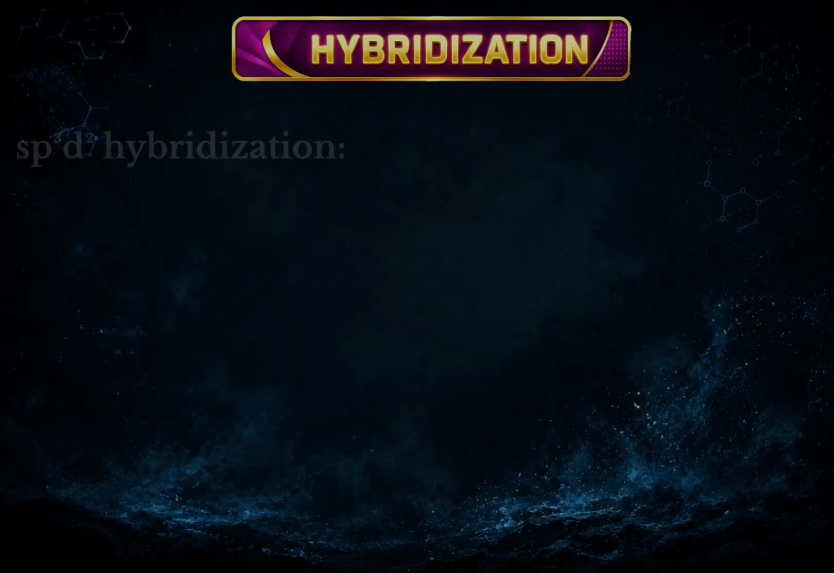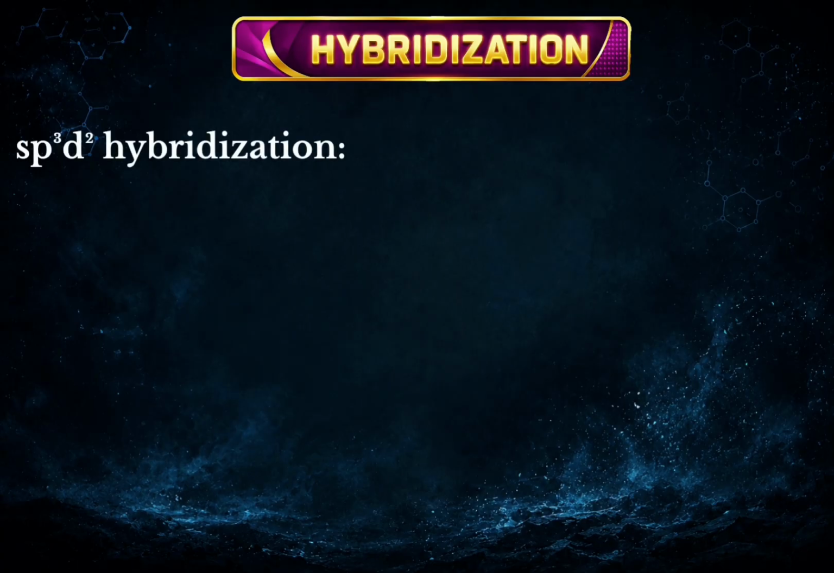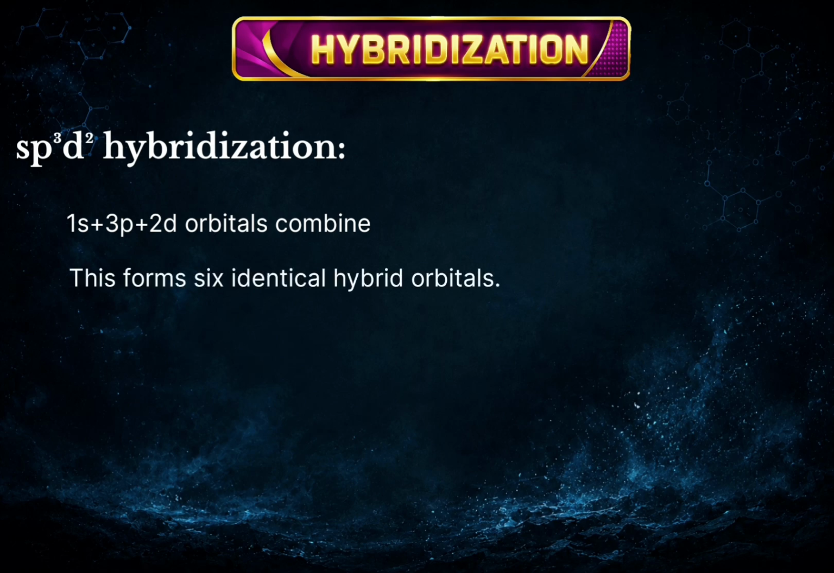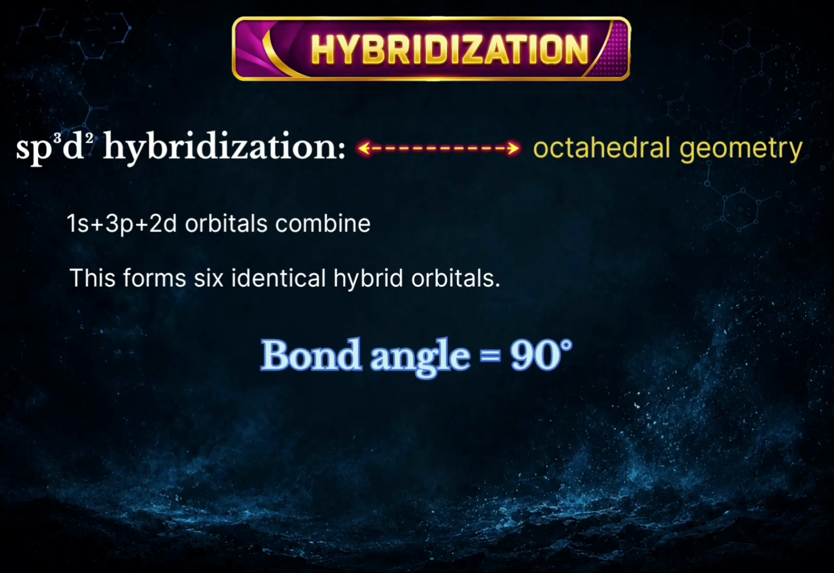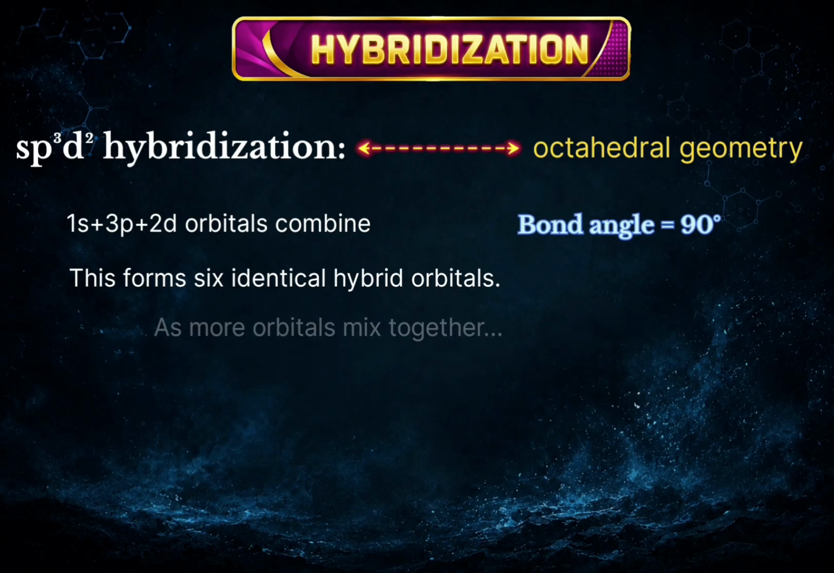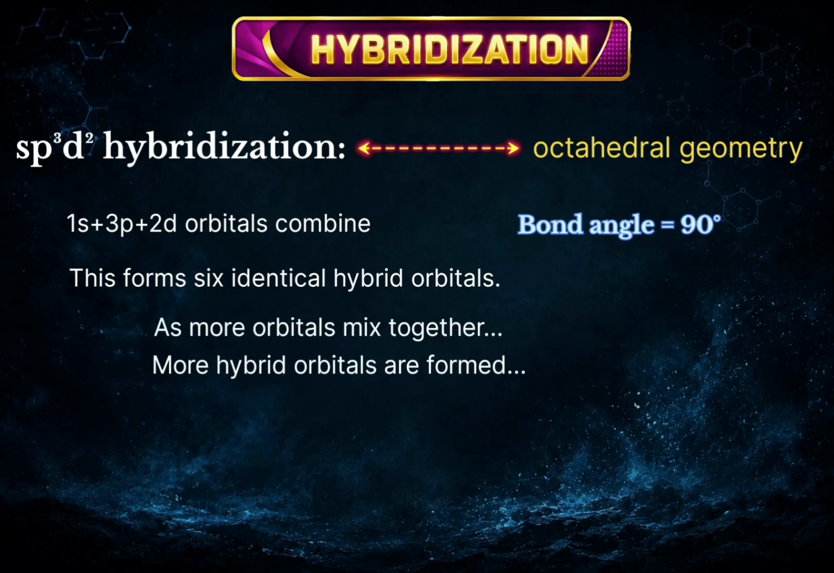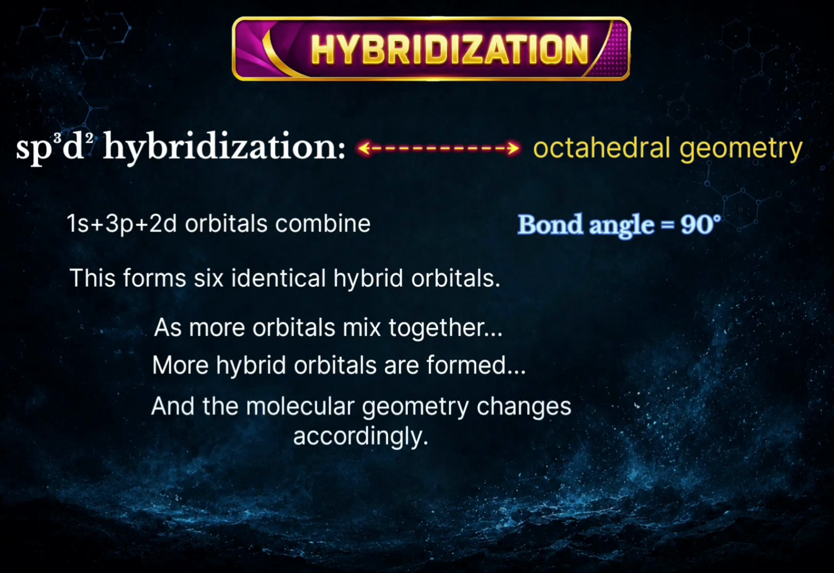Finally, in sp3d2 hybridization, 1 s orbital, 3 p orbitals, and 2 d orbitals combine. This forms 6 identical hybrid orbitals. They arrange themselves into an octahedral geometry with ideal bond angles of 90 degrees. Here's an easy pattern to remember. As more orbitals mix together, more hybrid orbitals are formed, and the molecular geometry changes accordingly.